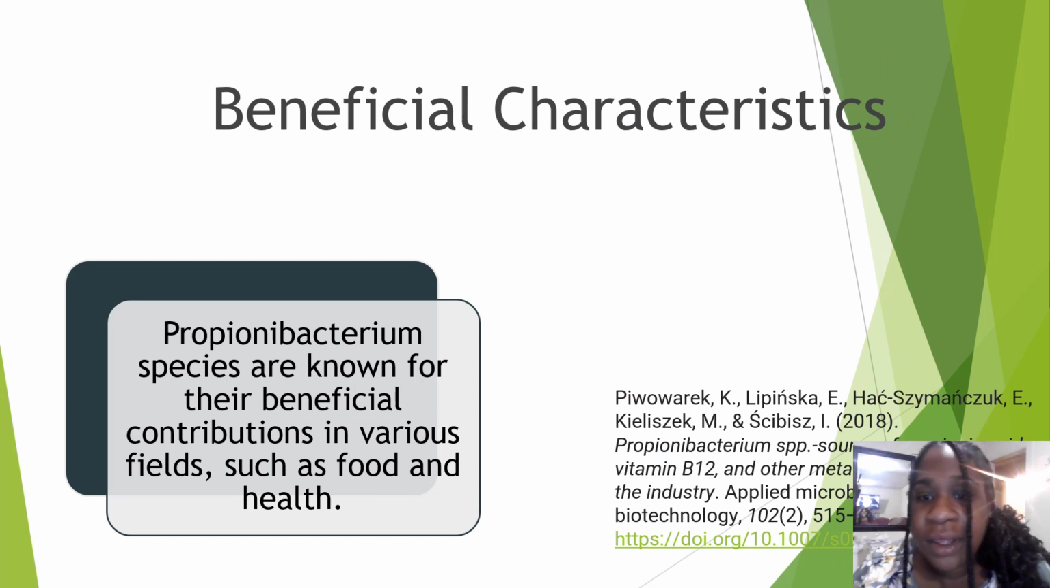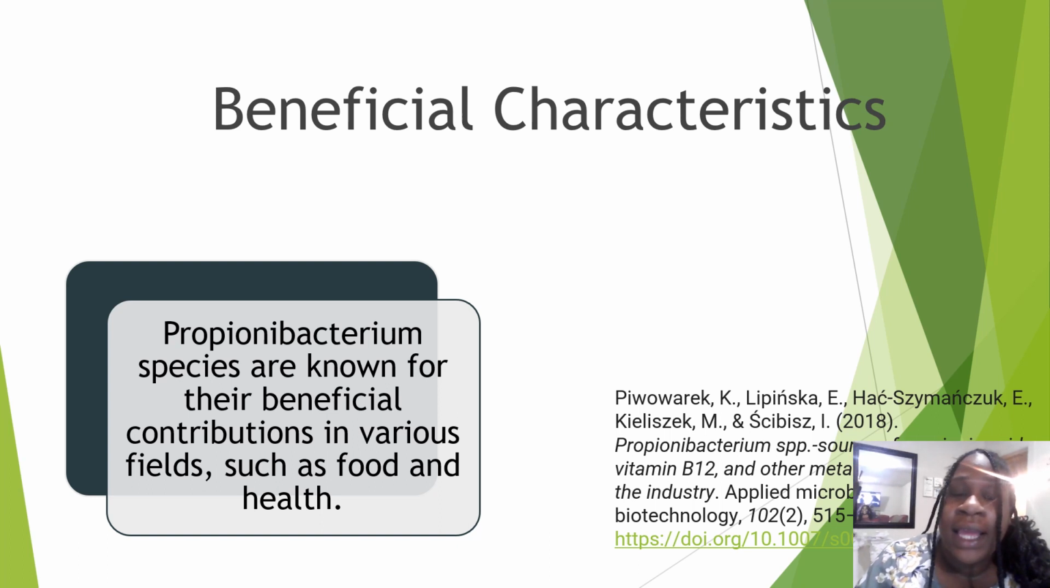I know you're wondering, what are some good benefits of this bacterium? Good question, might I ask. Propionibacterium species are known for their beneficial contributions in various fields such as food and health. They are known for their ability to produce propionic acid through fermentation. Propionic acid is used in various industries, such as food preservation and as a flavoring agent. It helps with the flavor of foods, crazy as that sounds. It's also used in the production of plastics and pharmaceuticals.